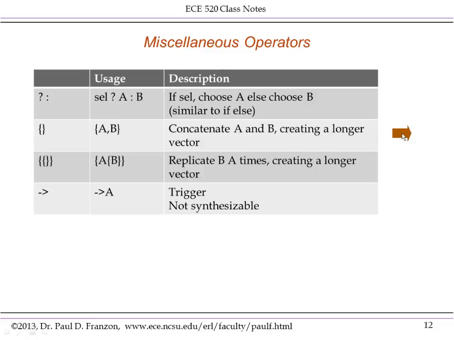Curly brackets concatenate vectors together to produce a longer result. We've already seen this when we took an 8-bit adder and assigned it to a 9-bit vector, which was actually the concatenation of the carry out with the sum.